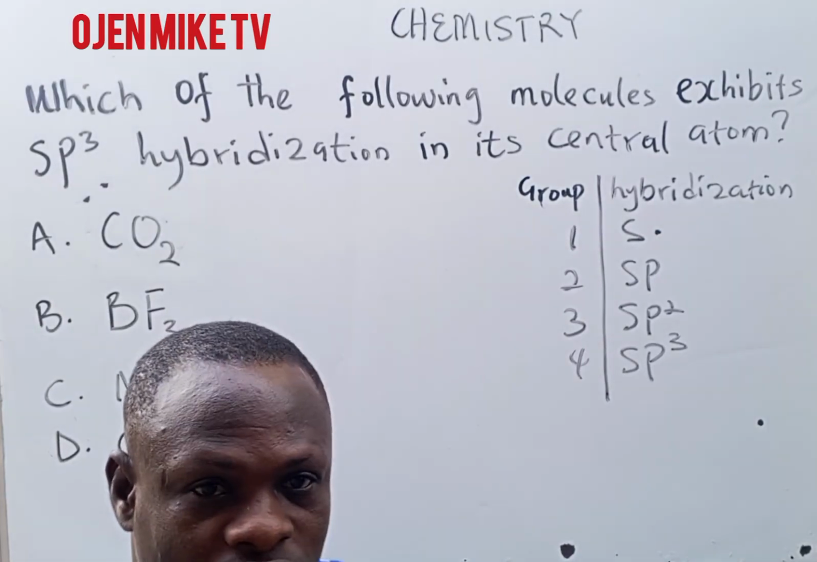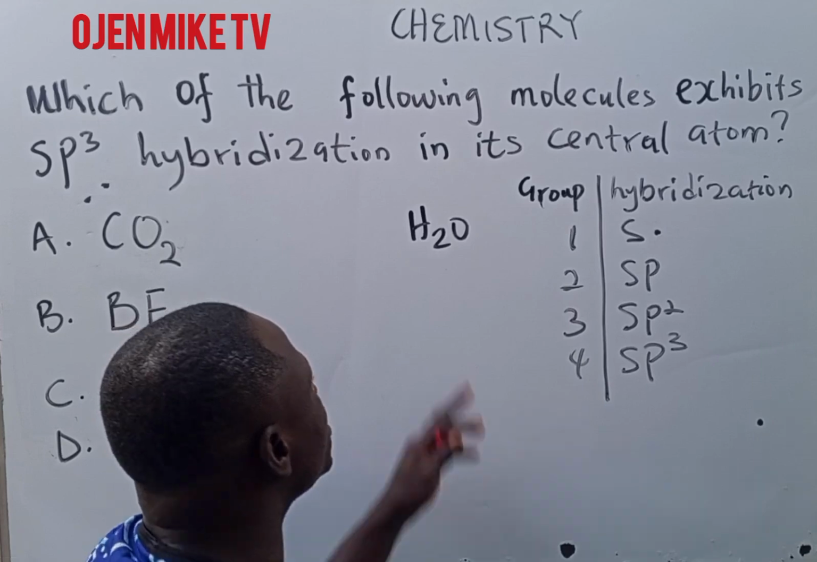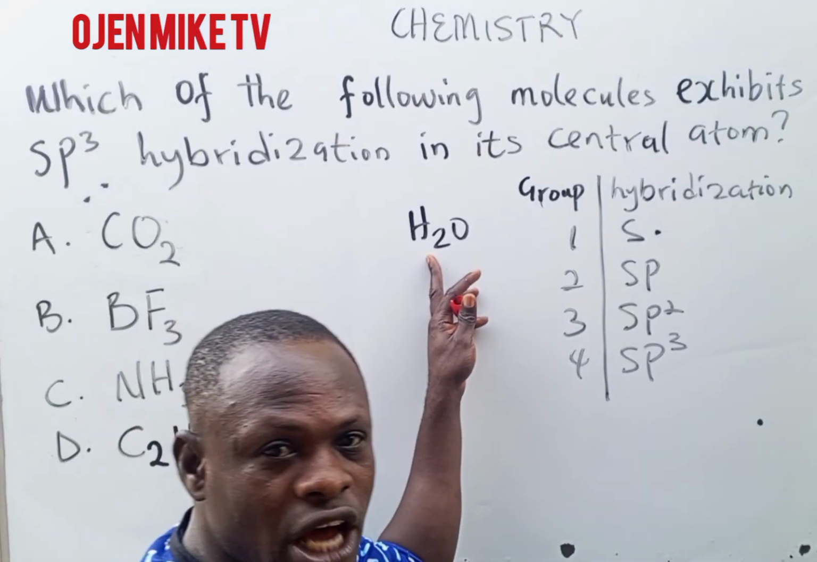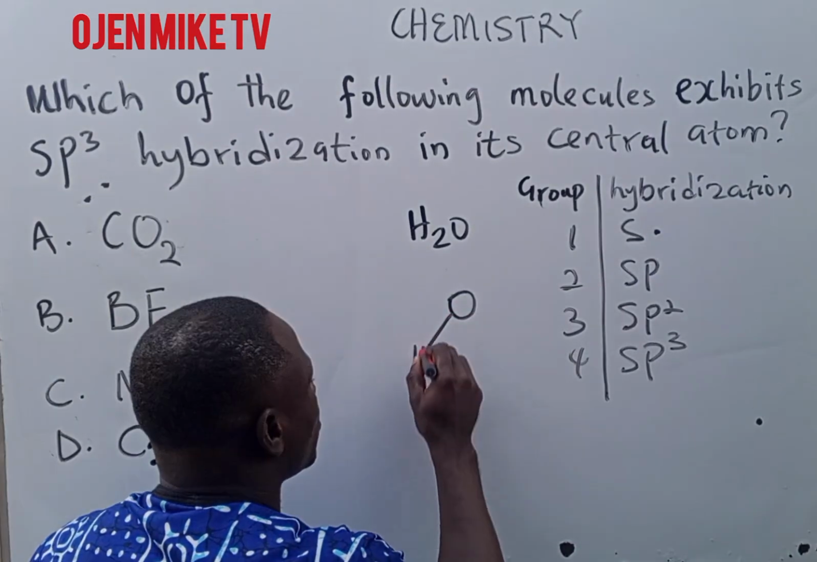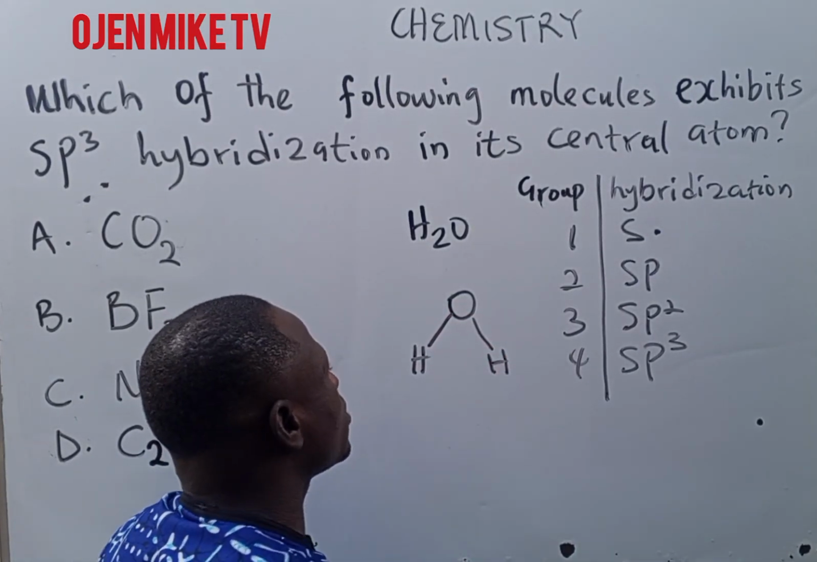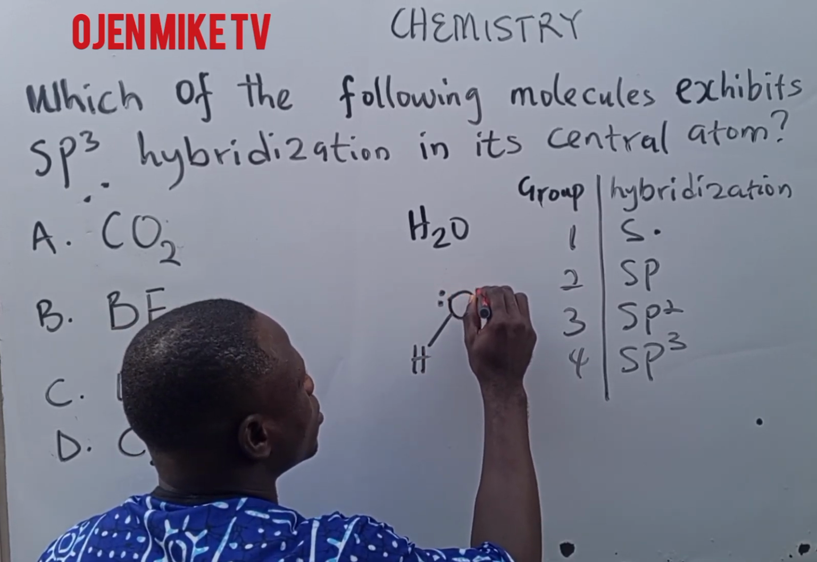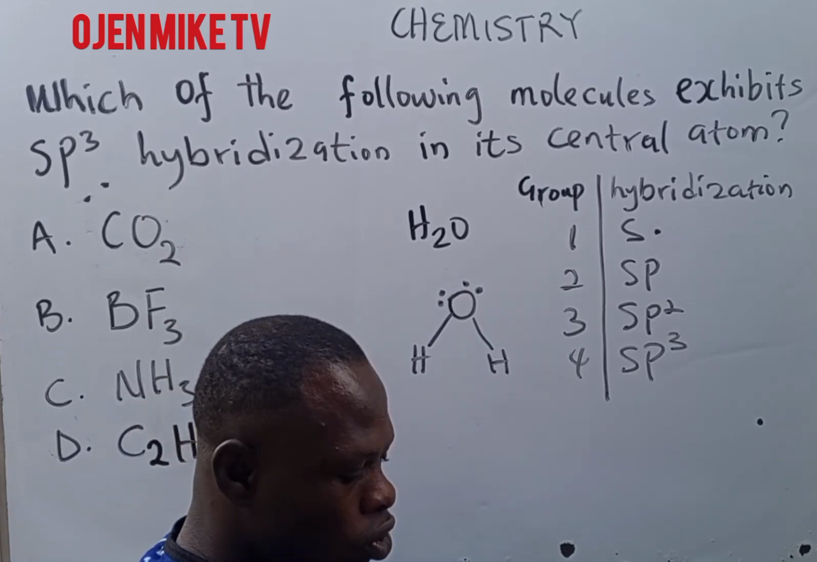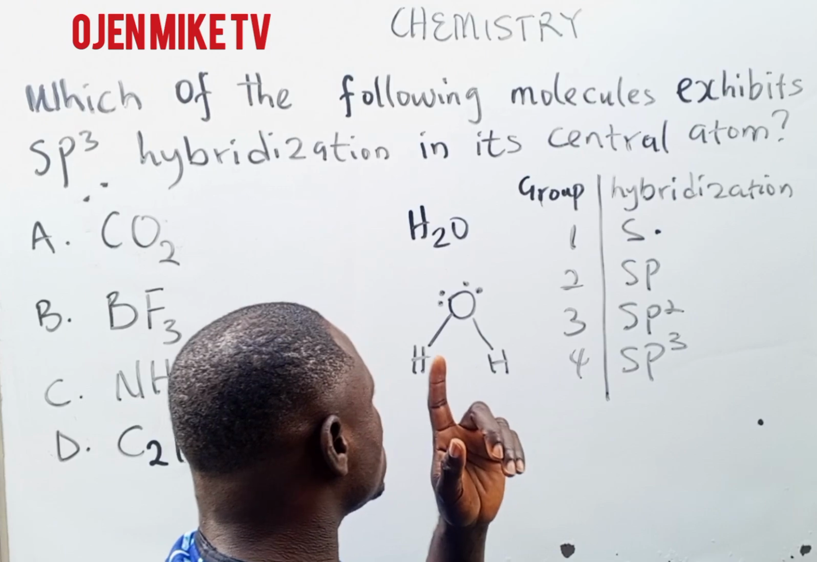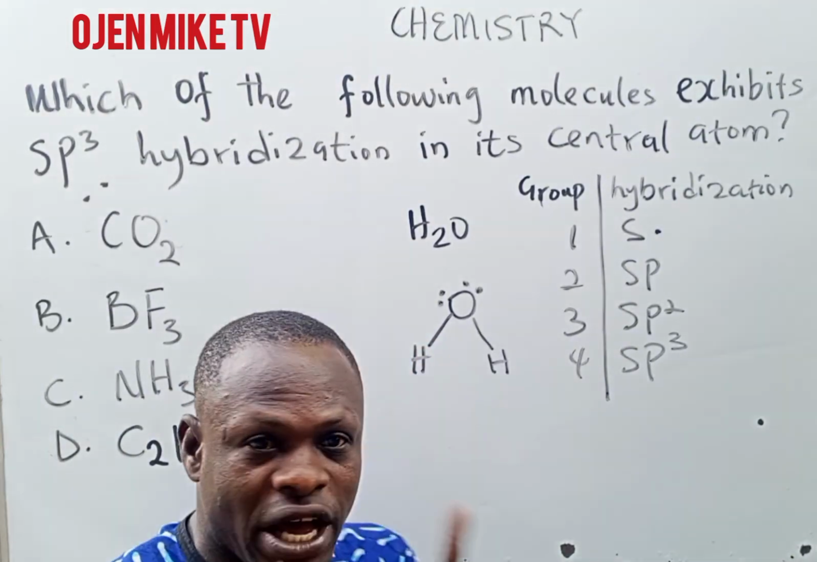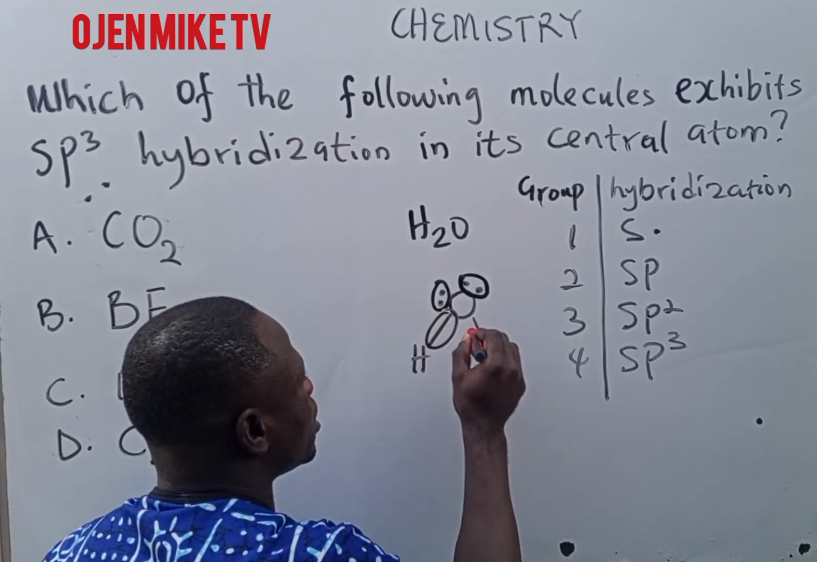Now, for instance, let's take an example of water, H2O. If they ask you how many hybridized orbitals are in this compound, which one is the central atom? O here is the central atom connecting hydrogen here and hydrogen here. This O has 2 lone pairs of electrons, and each lone pair is classified as a bond. So we have 1 here, 2 here, 3 here, and 4.